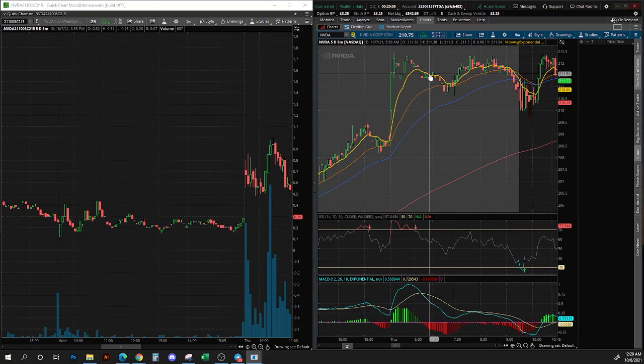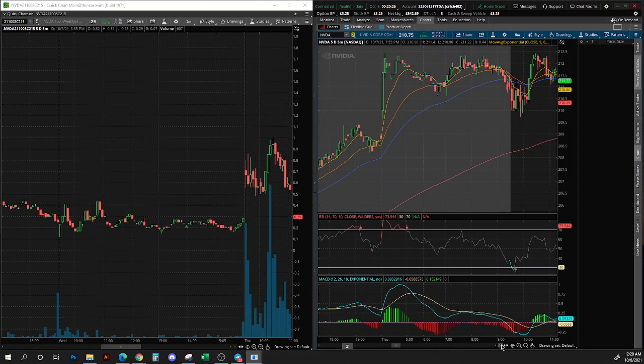If you don't have these indicators, I would highly recommend that you throw those on there. So I got the 9, 26, 50, and then the 200. These are all very popular moving averages. A lot of folks play them. And then you have the RSI and then the MACD. So we can keep going through this. I want to say that NVIDIA caught itself on the 50.